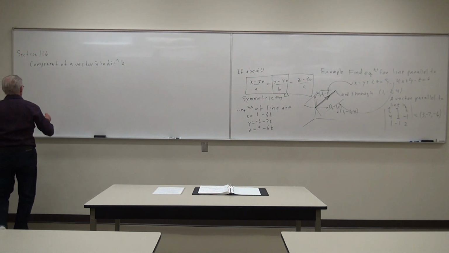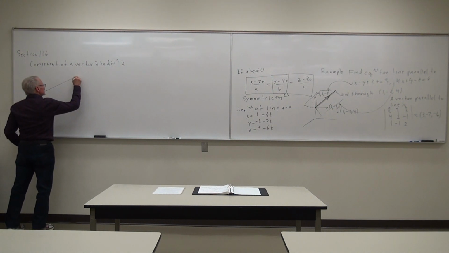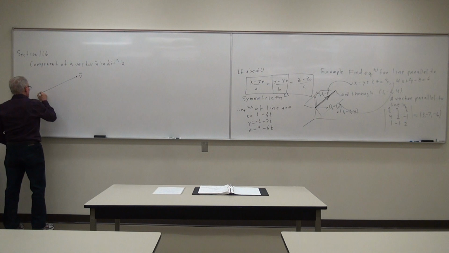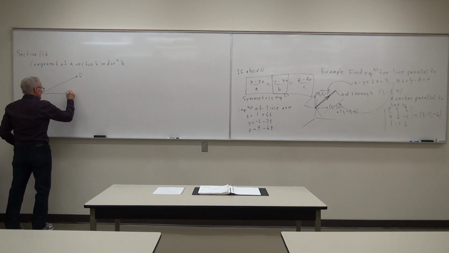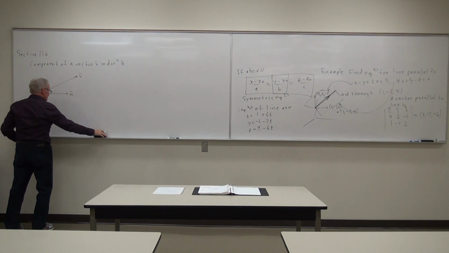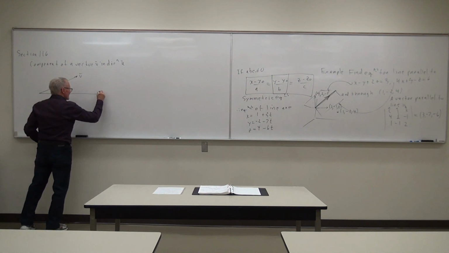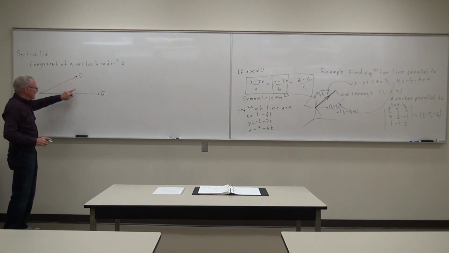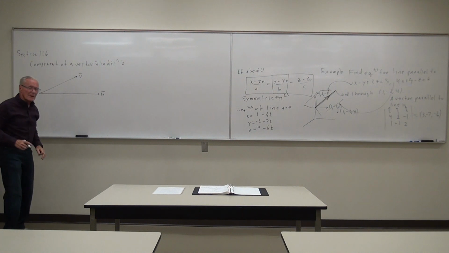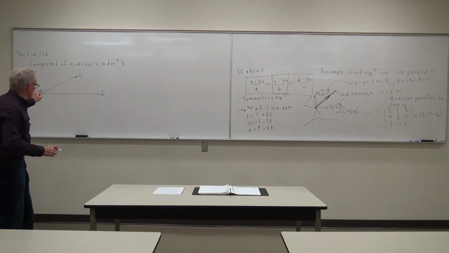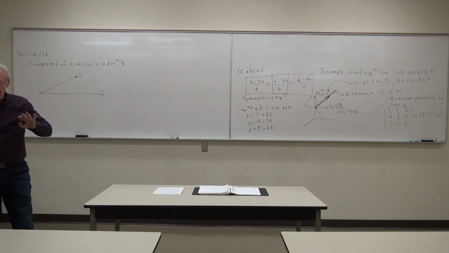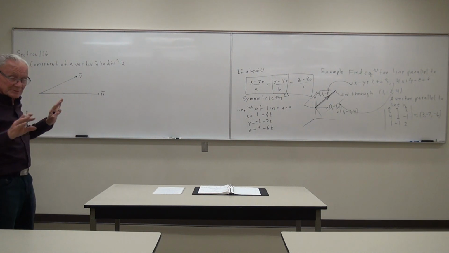Picture, what we do is we draw the two vectors tail to tail. So there's the vector v, and here's the vector u. I want to talk about the component of this vector in this direction. And that vector u could be in any direction that you want whatsoever. I seem to be drawing in the plane, but don't get the idea that it has to be plane. This could be in space.